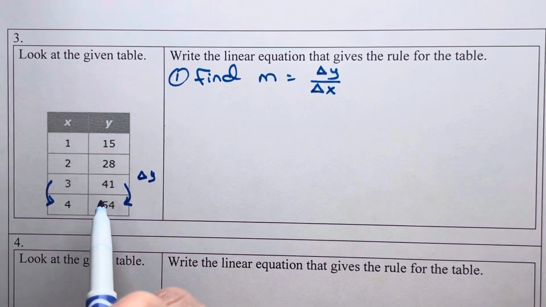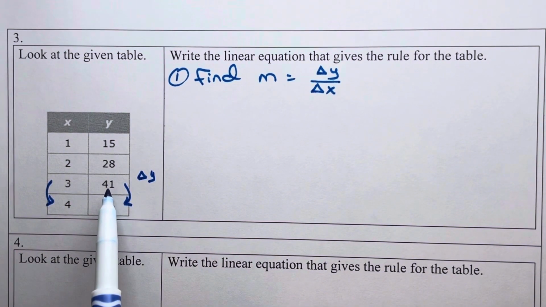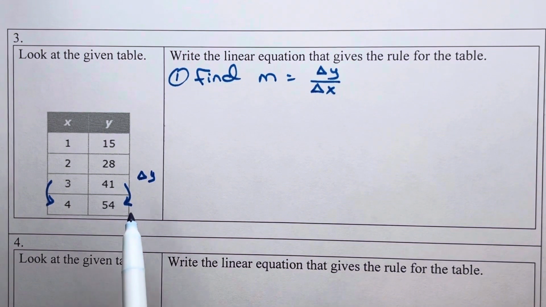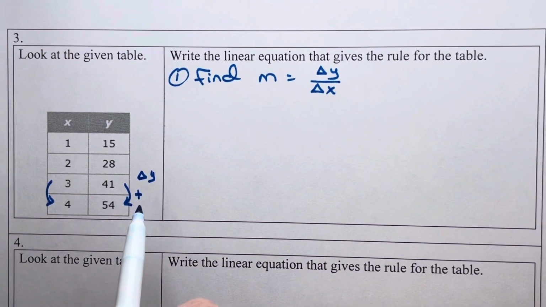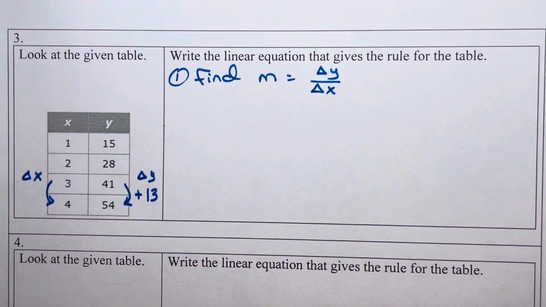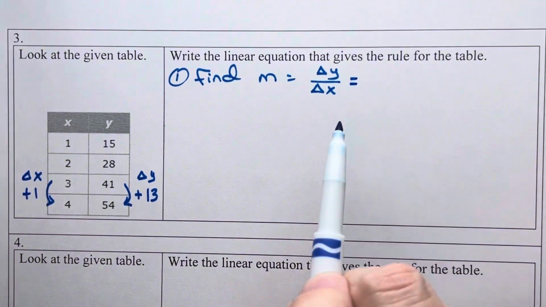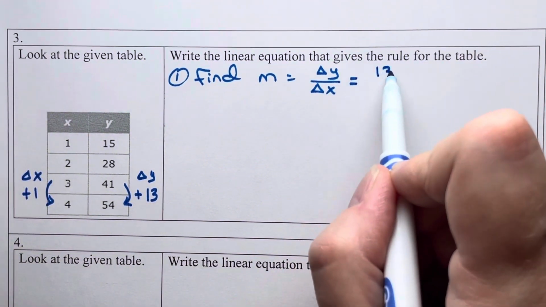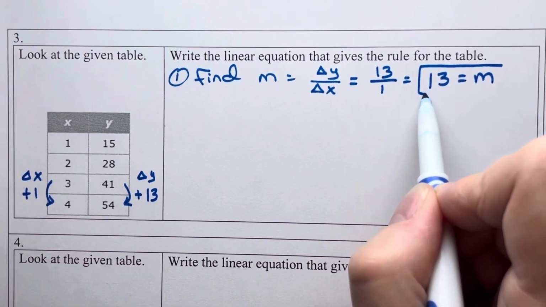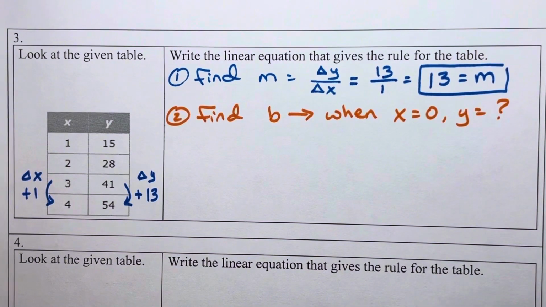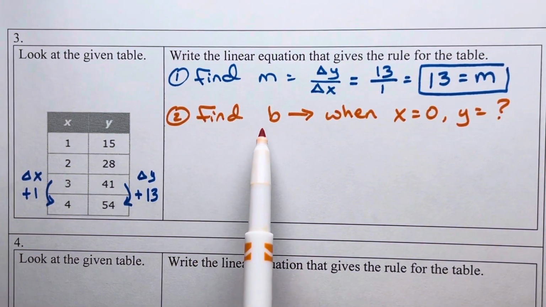So on the right side of your table, we have the y values. We are moving from a value of 41 to 54. So clearly we are adding, and the question is how much? 41 to 54, we are adding 13 units. On the left side of your table, where the x's are, to get from a value of 3 to 4, we just have to add 1. So our slope, the change in y divided by the change in x, will be 13 divided by 1, which is just 13, and that is our slope. That is our m. Now that we have the slope, we have to find b, the y-intercept.